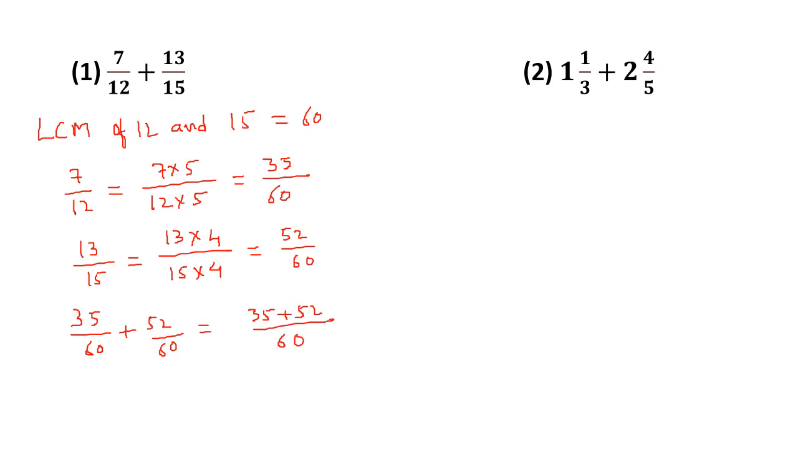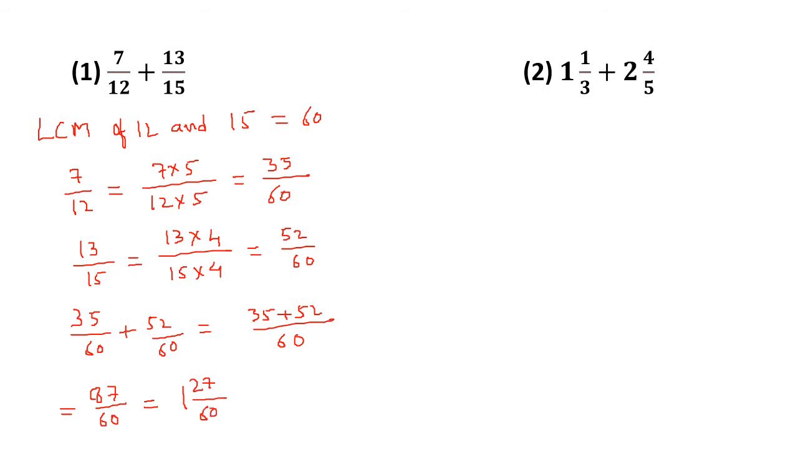This becomes 87 over 60. Now this is an improper fraction, so let me convert it into a mixed fraction. Let me divide 87 by 60. It divides one time, so one whole, and the remainder will be 27 because 87 minus 60 is 27, and the divisor is 60.